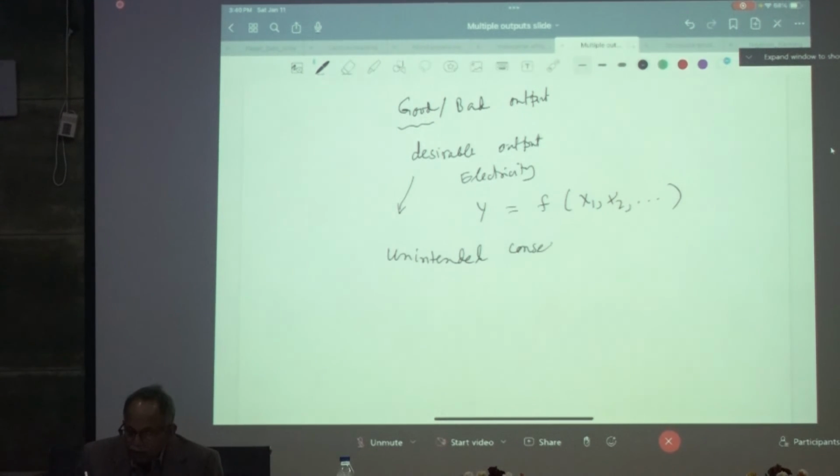Either you can say the unintended consequences or unintended output, and we call these things bad output. So what are those things? Producing electricity means you are burning coal or gas, and again there is some emission, right? So that's basically your bad output. You do not want to produce that, but the technology is such that you cannot burn coal and not generate pollution, right?